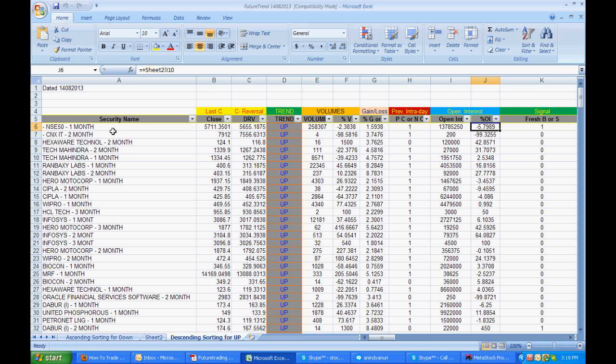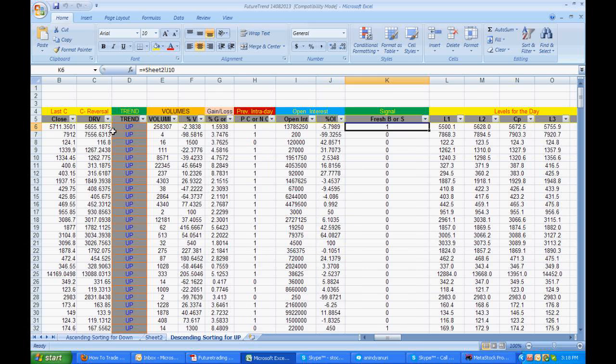Now signal. Fresh B or S. Fresh B means fresh buy signal. Fresh S means fresh sell signal. Now sell signal and buy signal will come when the price crosses the DRV or the reversal point which we spoke about here, where the mouse is.